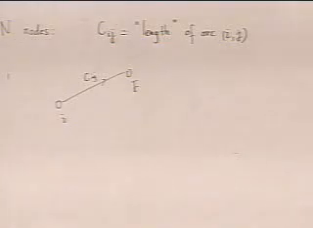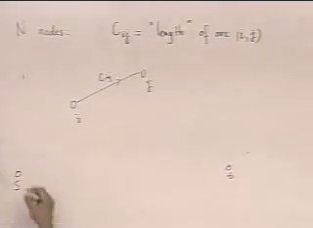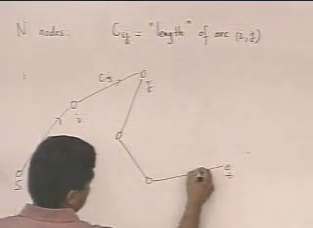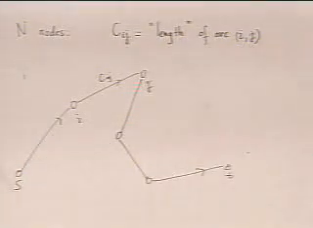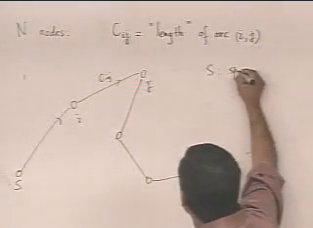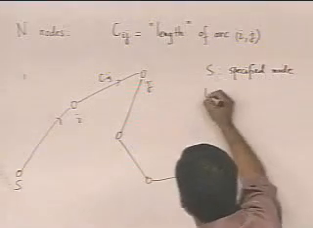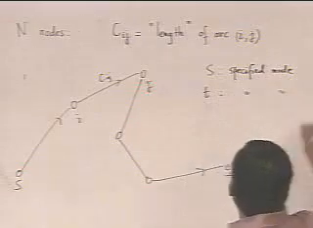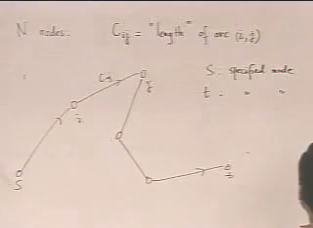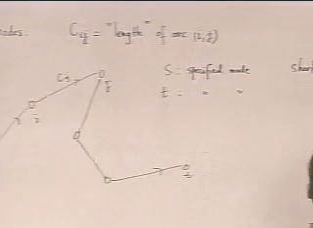And what you've been given is a node S here somewhere and a node T there. Specified nodes. And what you want to find out is what is the shortest path that goes from S to T. So S is a specified node, and T is another specified node, and we want the shortest path from S to T.